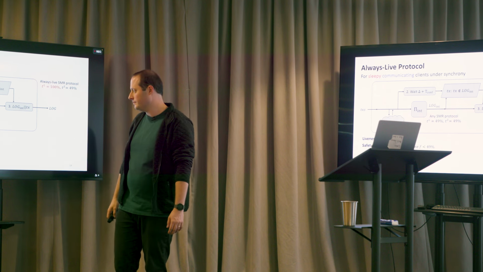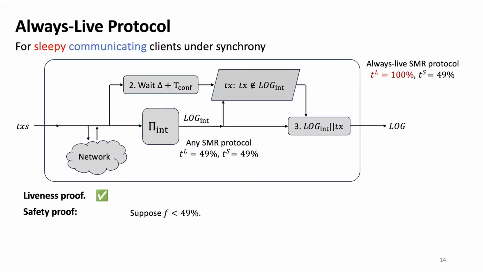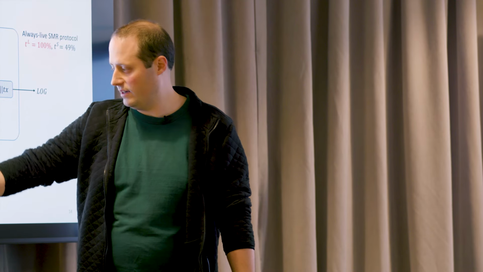How about safety? We only have to provide safety if the adversary is less than 49%. So suppose the adversary is less than 49%, then that protocol is safe and live. So every transaction that we queue for delta plus the confirmation time of that protocol will have been included in that output log, because that protocol is now live under an adversary like this.